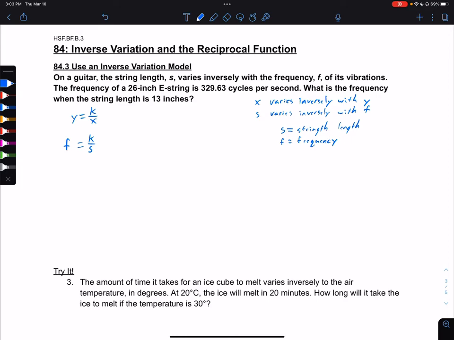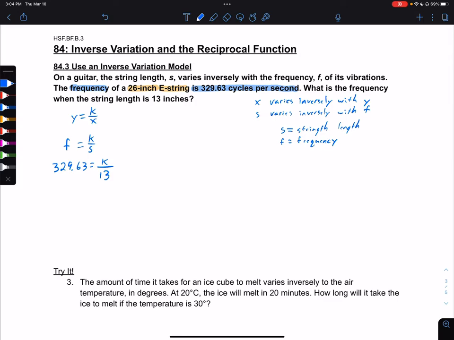So in this problem, we are told the frequency of a 26-inch E string is 329.63 cycles per second. So the frequency is that, and the 26 inches is the string length. Okay, so be careful with which number you plug in where. So our frequency is 329.63, and that is equal to K over 13.